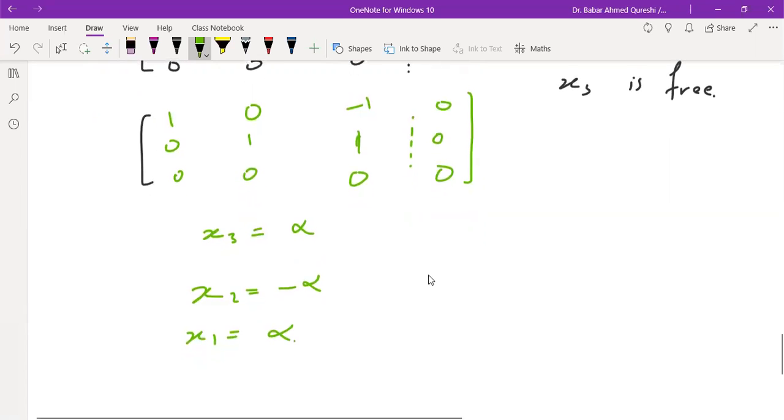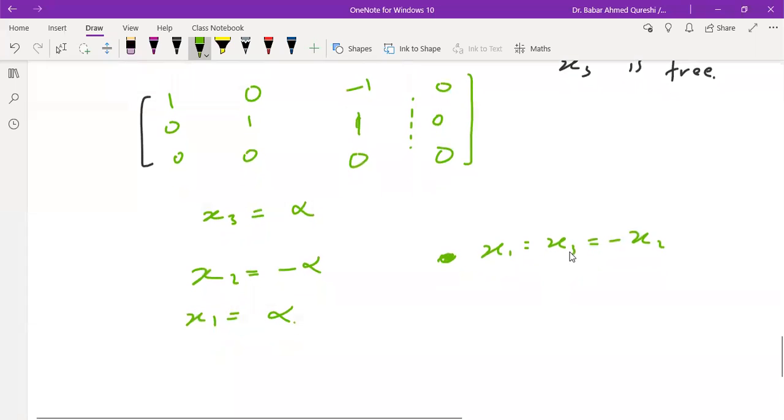So you can say that it's kind of a, you're finding ratios between these numbers. So the ratios go like this, that X1 is same as X3 and X2 is just minus of those two guys. So anything like that will satisfy.